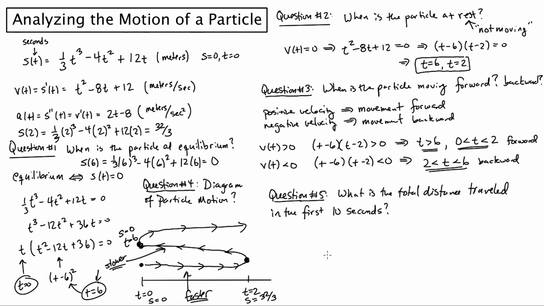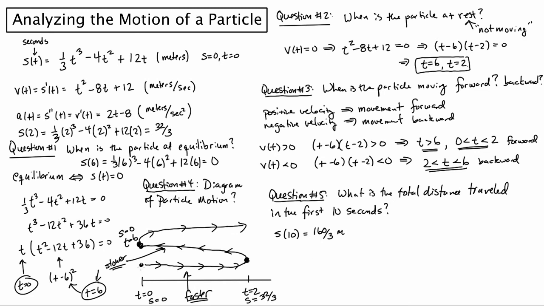Okay, you got to be careful here. And what I mean by being careful here is s at 10 is the position after 10 seconds. And so s at 10 is 160/3 meters. So did we travel a total of 160/3 meters? Well, not exactly.